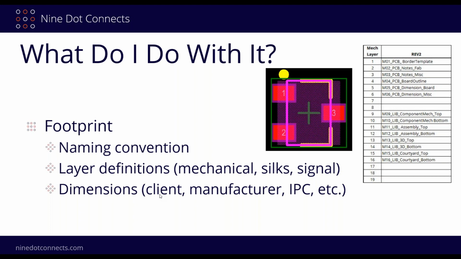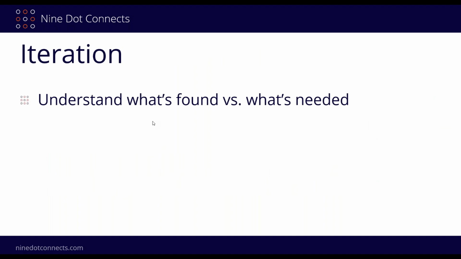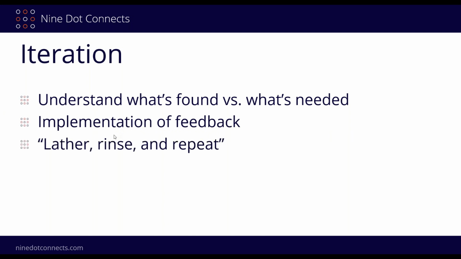They've got to find their way into our libraries. So dimensions are going to be important as well. And iterate this. It's not going to be totally linear. And you probably see that if you're thinking about this through your head, you know that there's going to be things you're going to do. You're going to have to go back and revisit it. So understand what's found versus what is needed, implementation of your feedback, and lather, rinse, and repeat.